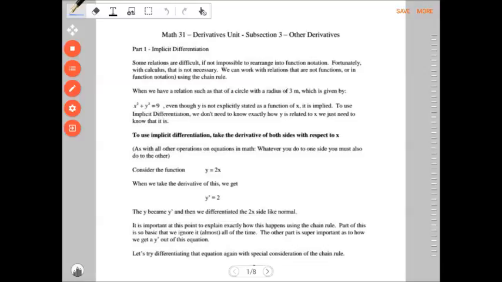So for instance, if we have a relation such as a circle with a radius 3, so that's this equation here, even though y is not explicitly stated as a function of x, it's implied that x and y are related somehow. To use implicit differentiation, all we have to do is take the derivative of both sides with respect to x. That's one of those fundamental math rules. Whatever you do to one side, you got to do to the other.